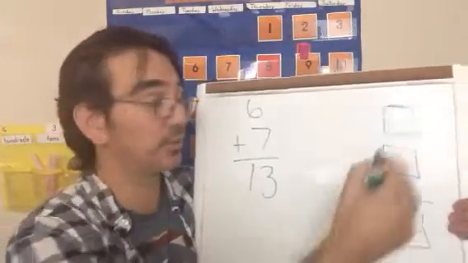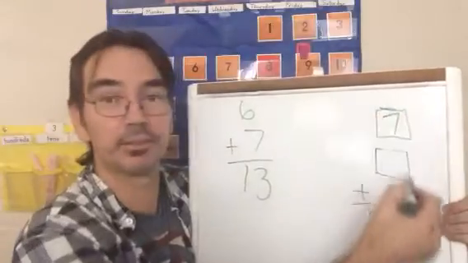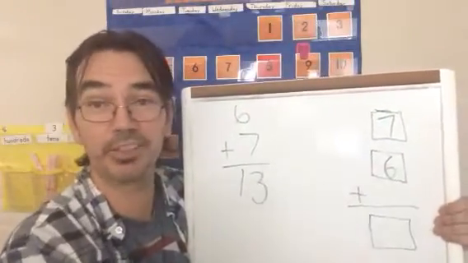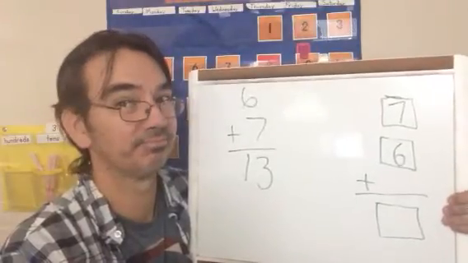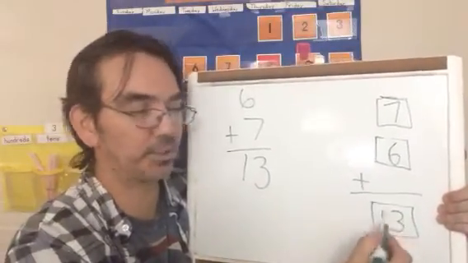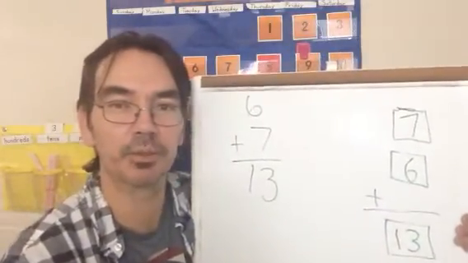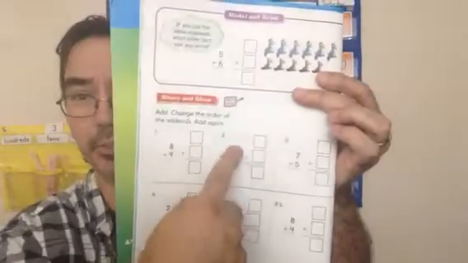So if 6 plus 7 equals 13, what does 7 plus 6 equal? If I change the order of the addends, what does that equal? You got it. 13, because the value didn't change, we just changed the order. Alright, so we are adding in any order right now. We're just switching the order of the addends, finding that when we switch the order of the addends, the total stays the same.